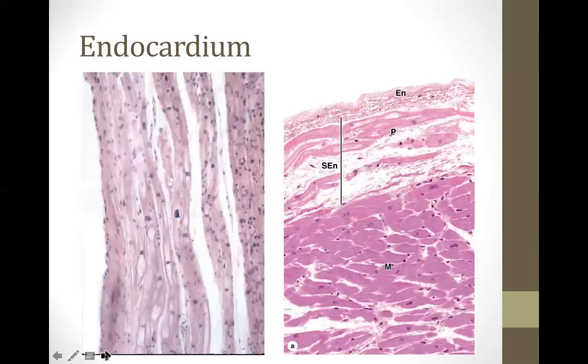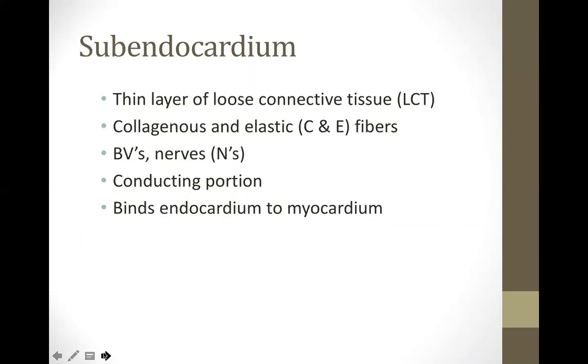So, where is the endocardium? Here. If you notice, this is the endocardium, and there is this layer called the subendocardium. This is part of the endocardium layer. The subendocardium is a thin layer of loose connective tissue made up of collagenous and elastic fibers. So both collagen and elastic fibers are present in the subendocardium. What else? There are also blood vessels and nerves. It serves as a conducting portion.